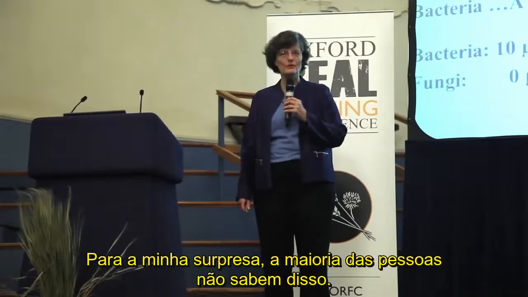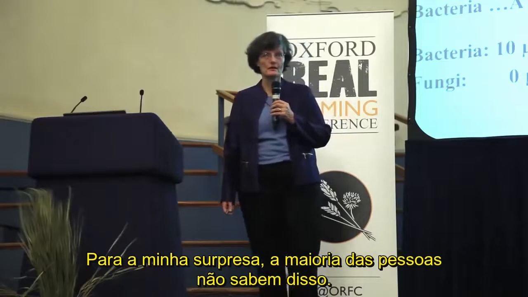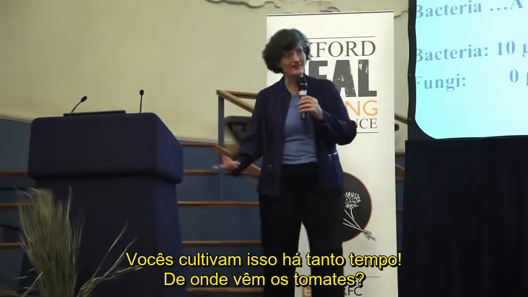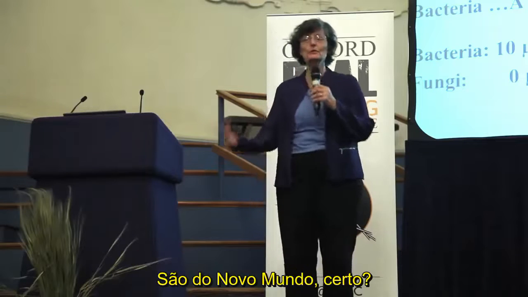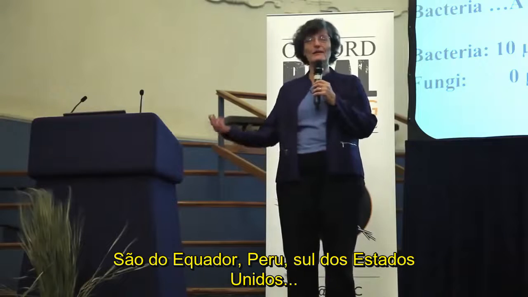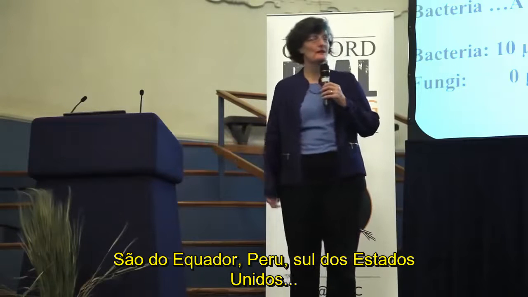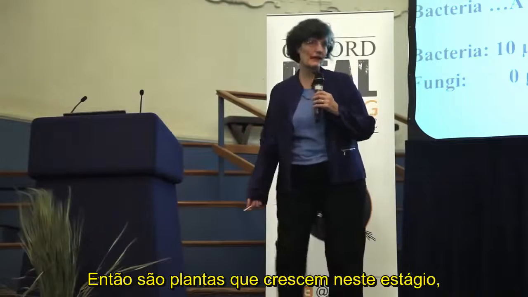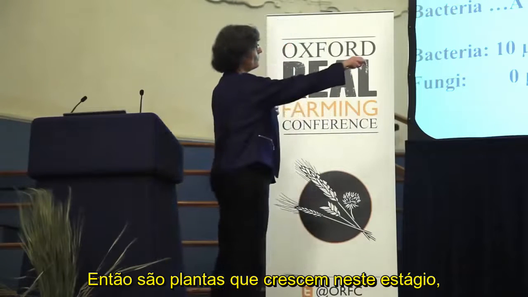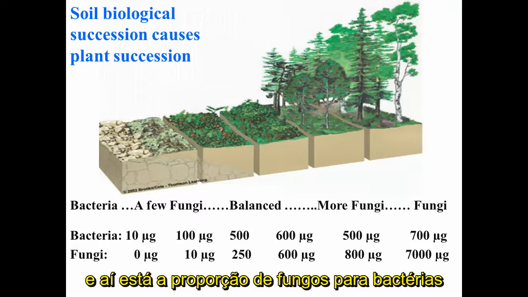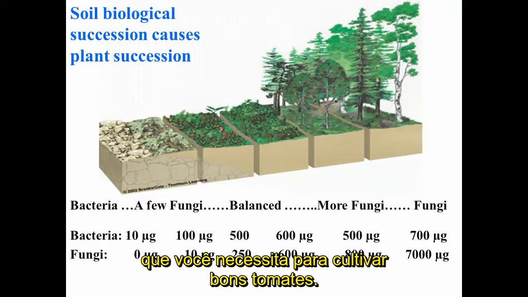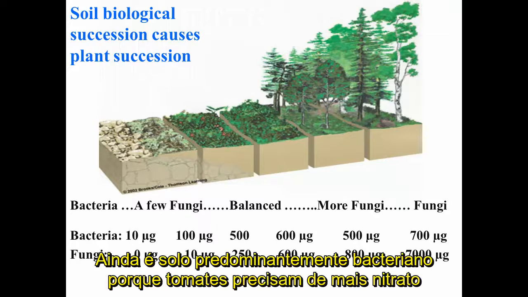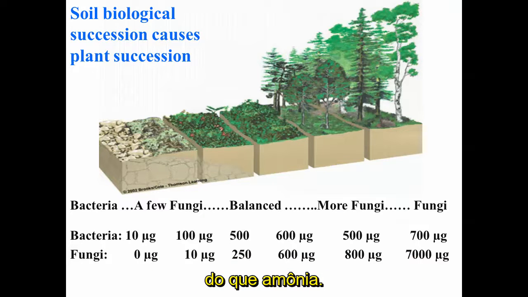See, most people don't know this, which is kind of amazing to me. You've been growing this for years. Where did tomatoes come from? They're from the New World, right? They're from like Ecuador, Peru, up into the lower parts of the United States. So they are plants that grow right in this stage. So there's that fungal to bacterial biomass ratio that you need to grow good tomatoes. Still bacterial dominated because tomatoes need more nitrate than ammonium.